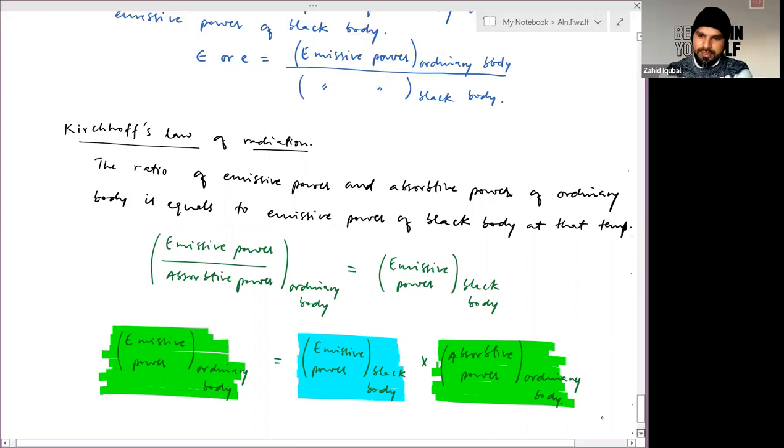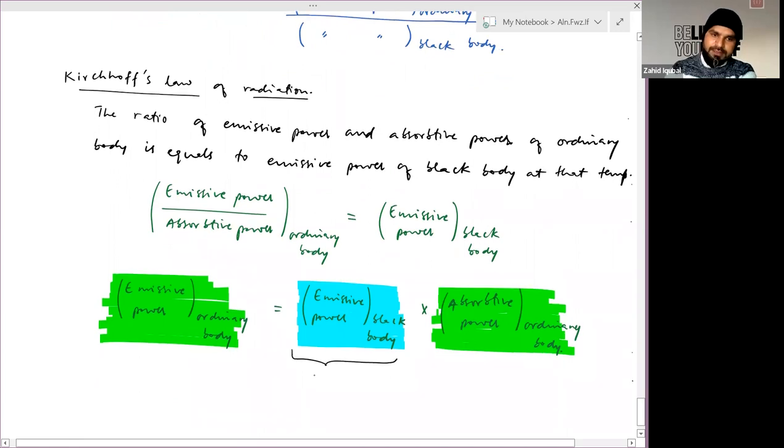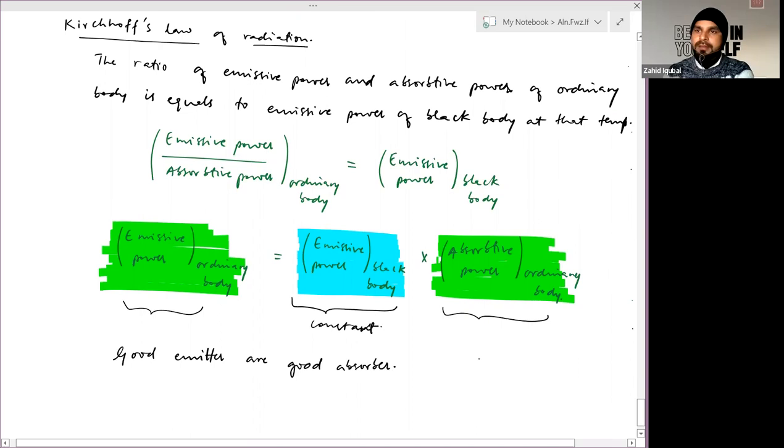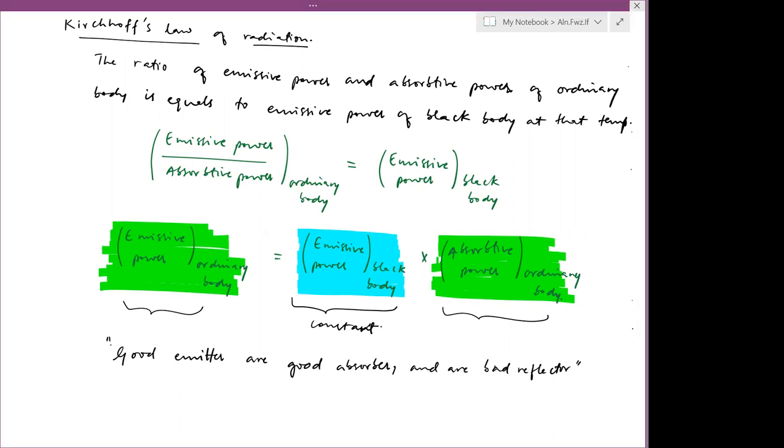So from this part, we can say, since this is constant at that temperature, this and this should be directly proportional. So good emitters are good absorbers. And according to the above relation, in case of a mirror, good absorbers are bad reflectors. So we can say good reflectors are bad absorbers and bad emitters. Any doubt? No, sir. Okay, just write it down.